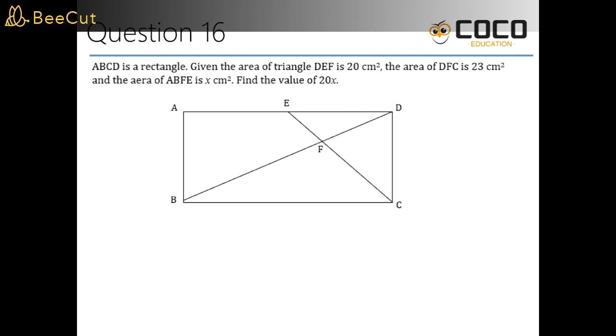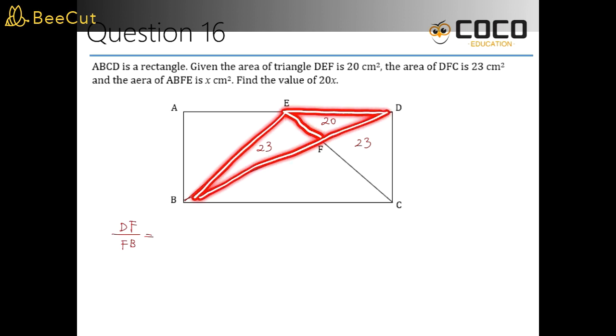Now in question 16, the area of triangle DEF is 20. The area of triangle DFC is 23. So we can use the butterfly model. First we connect the line BE. We find out this is also 23. So from here we can find the ratio. So DF over FB. The area ratio is the same as the base ratio. So the ratio is 20 to 23.